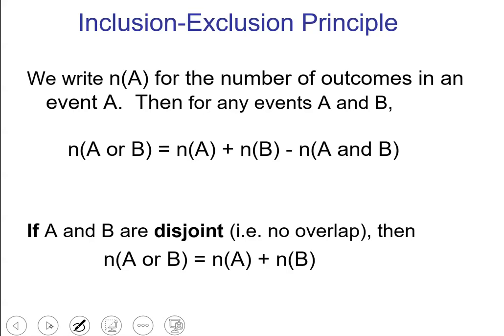So when we write NA for the number of outcomes in an event, for any events, NA plus NB minus N of the combination of both of them. If A and B are disjoint, so they don't overlap, if we're choosing A or B, it'd just be NA plus NB. We don't have to subtract anything if there's no overlap.